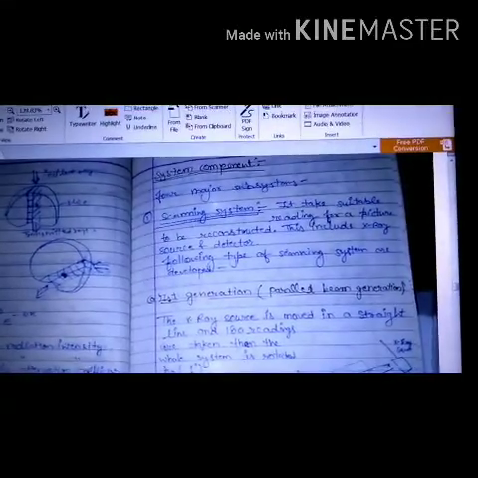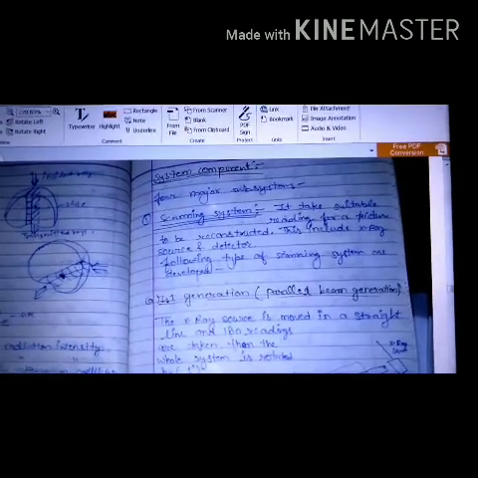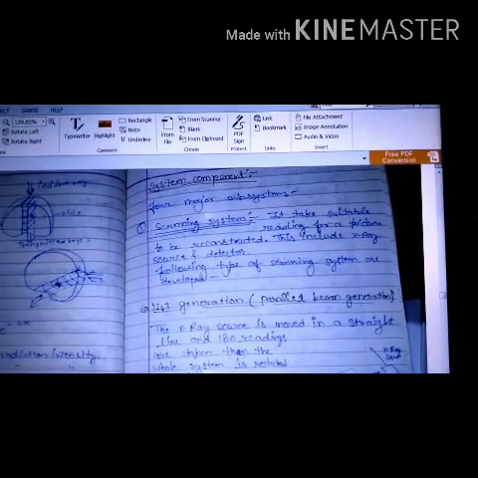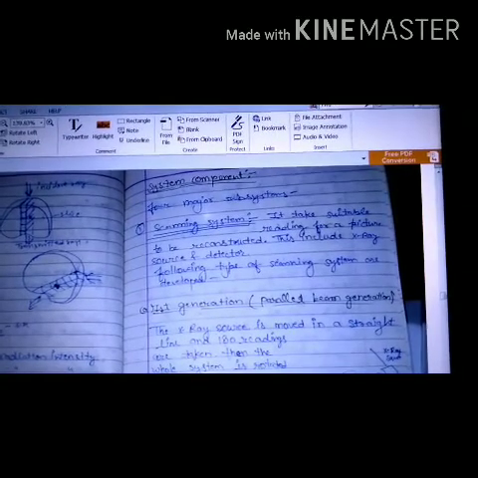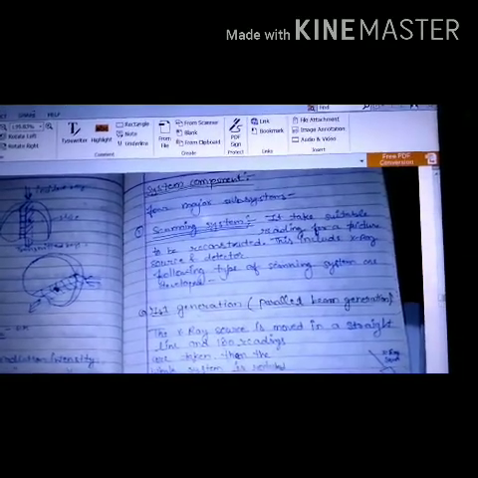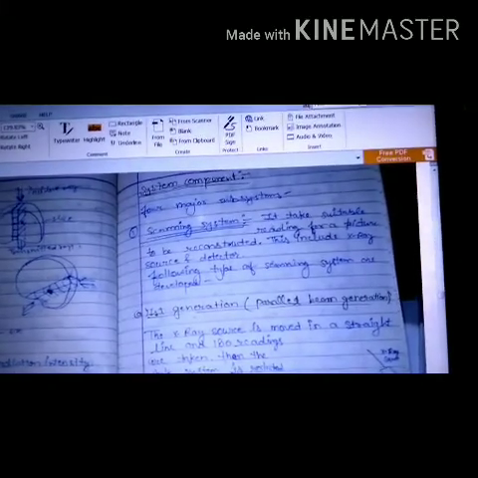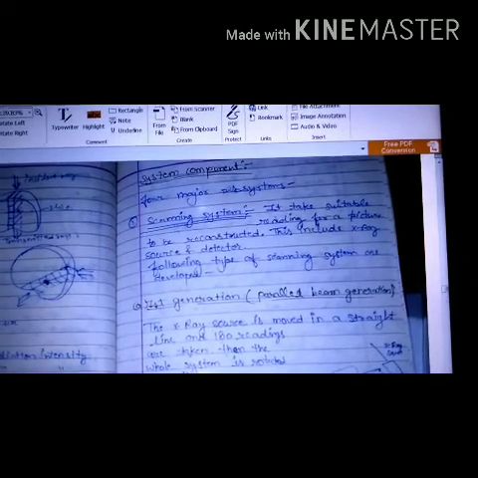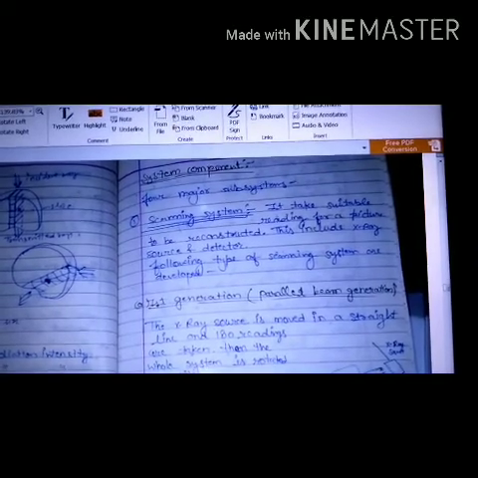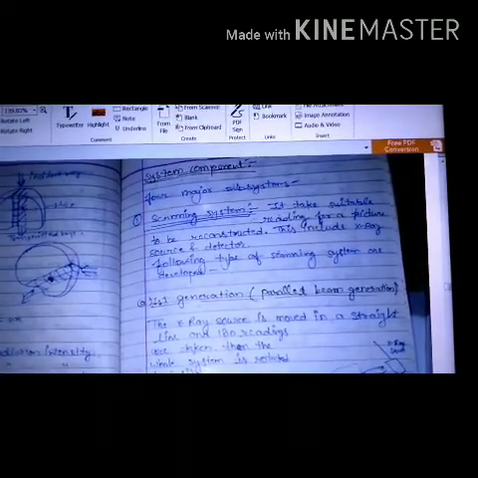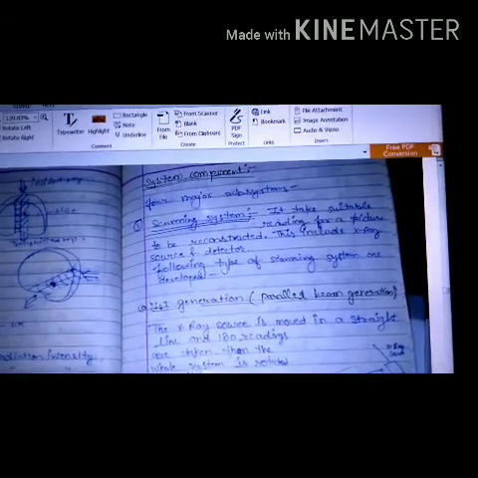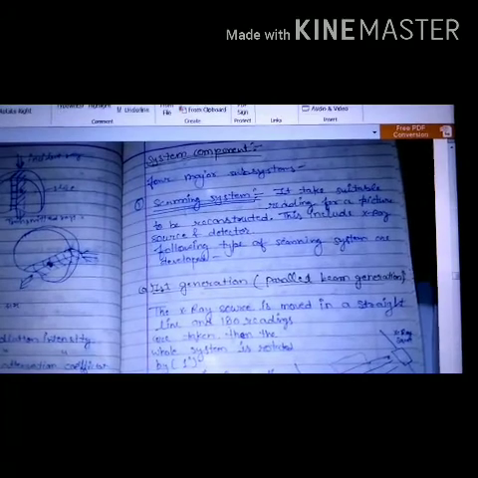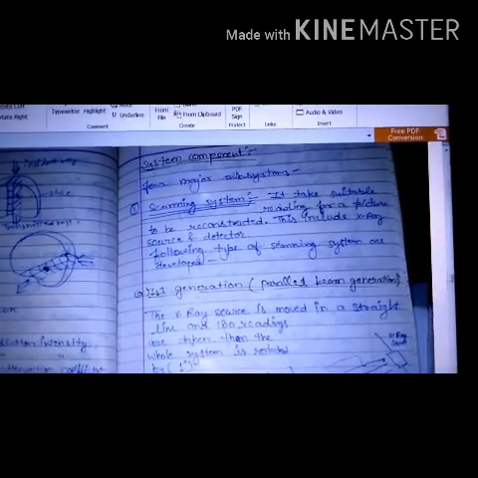So scanning system, it takes suitable reading for a picture to be reconstructed. This includes X-ray sources and the detectors. This means if we want a picture to be generated by focusing the X-rays on a particular point and rotating the X-ray and the detector. So if we have a higher number of readings, the image will be much clearer.